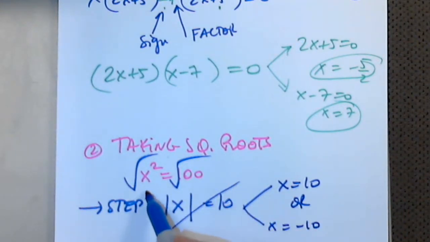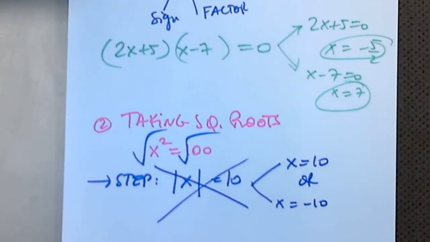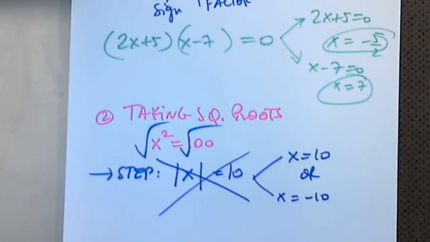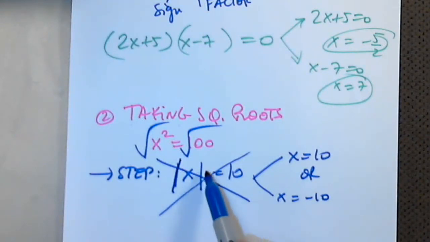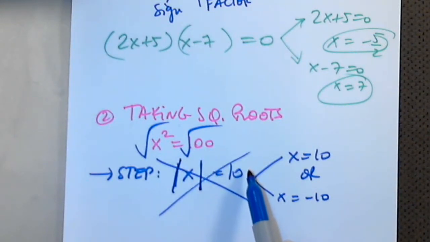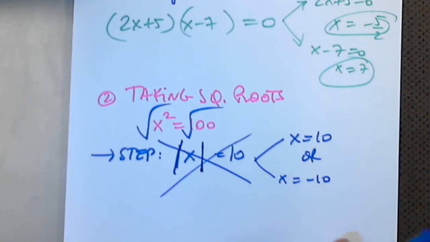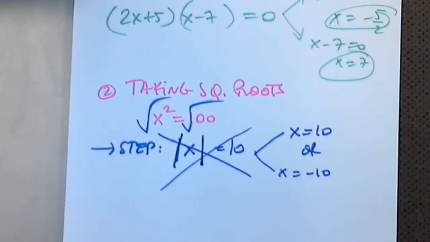However, we like to omit this step. The reason why I present it is because I don't want you to think that the square root of 100 is 10 or negative 10, because it's not. The positive and negative come from this symbol, not from the right-hand side. That's why I wanted to make sure that you understand that.